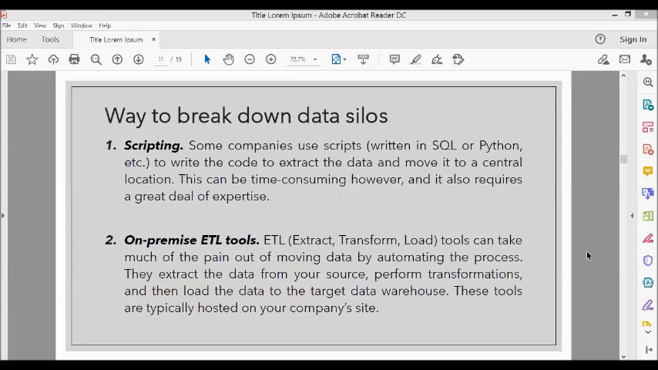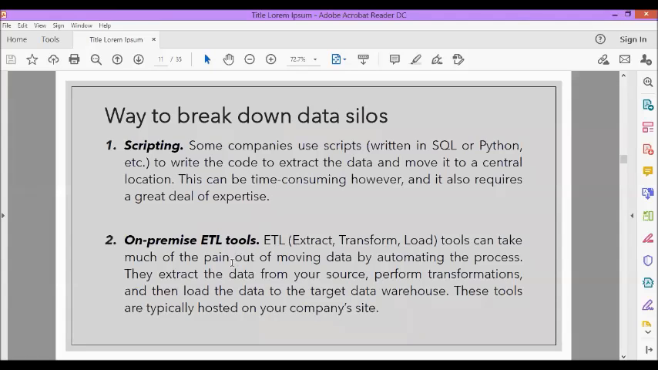The best way to remove data silos is to consolidate your data into a data warehouse. Here are a few different methods a company might use to get data into a data warehouse. The first one is scripting. Some companies use scripts written in SQL or Python to extract the data and move it to a central location. This can be time consuming, however, and it also requires a great deal of expertise.